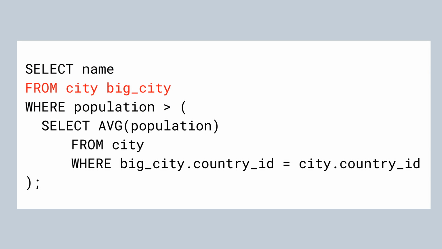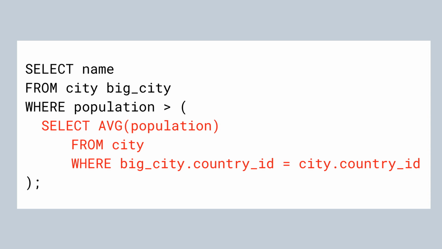After the table name, which is city, we provide an alias for the table, which is basically any name we want, and we'll go for big city in this case. Now, inside the subquery, we want to find the average population among cities in the same country as the country of the city from the main query. So in the where clause, we used the following condition. The country ID of the big city from the main clause must equal the country ID from the subquery.